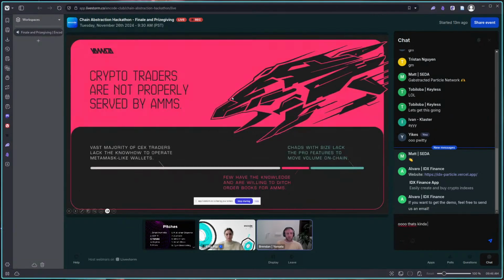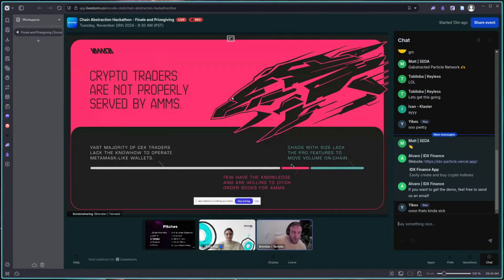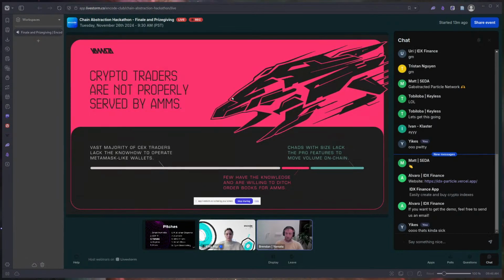So why are we doing this? The problem: crypto traders are not properly served by AMMs. What we mean by this is if you're a newbie to the space or non-crypto native and you go to use a DEX like Uniswap for the first time, you're hit with having to set up a MetaMask-like wallet. This means seed phrases and private key management. It's terrible. It's a horrible user experience. If it doesn't push them away from the space completely, it will push them towards a centralized exchange. We all know what the problems are there.